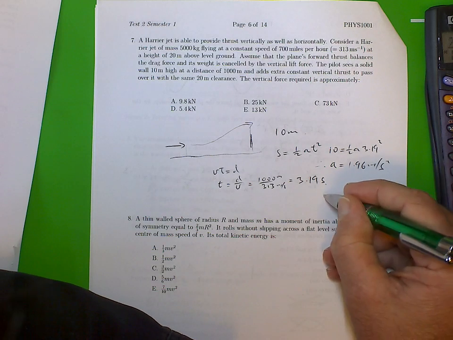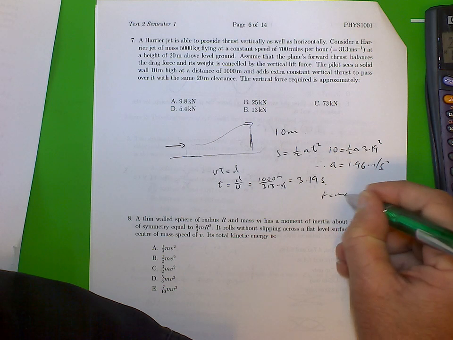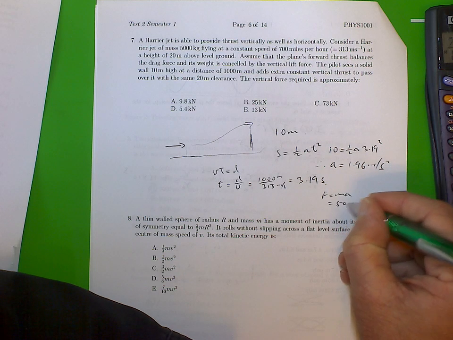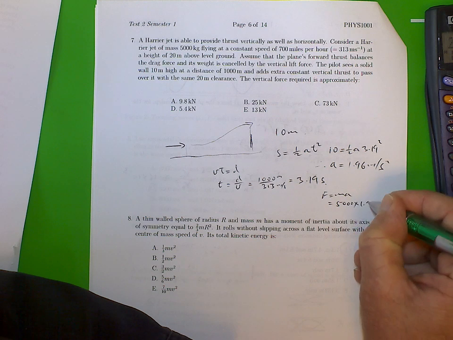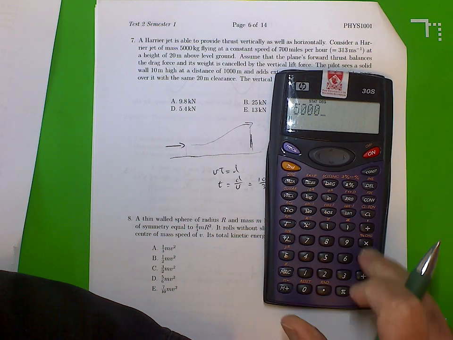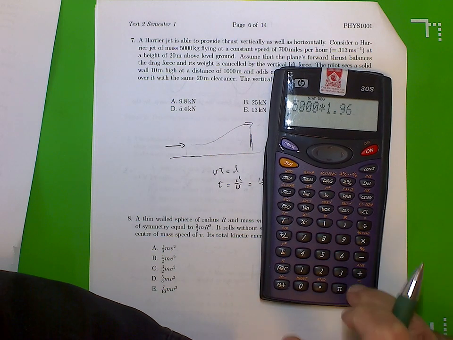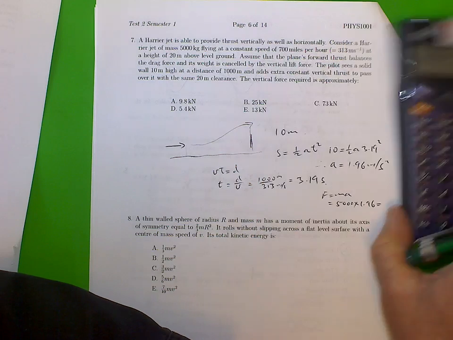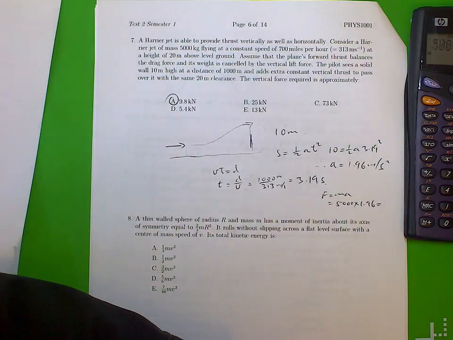And so now F equals ma equals 5,000 times 1.96, which equals 9,800. There it is, 9,800. Good.